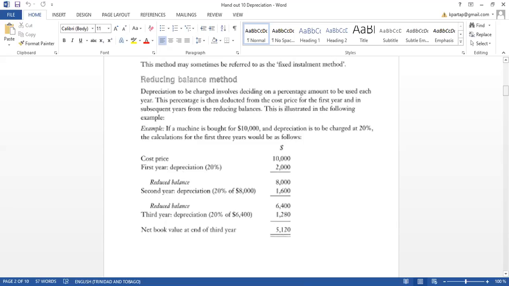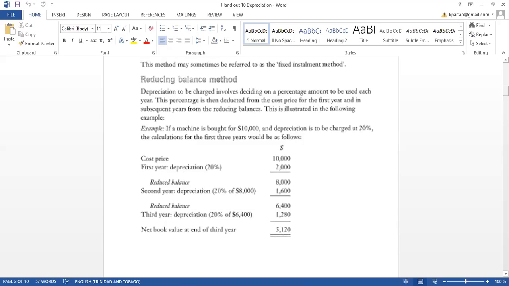Next year now, the third year, we reduce the value again. So we minus the 1,600 from the 8,000, and we get a reduced balance of 6,400. Again, we find the 20% of the 6,400, which is 1,280. So the net book value, meaning the value of the machine after the 3 years, taking into consideration depreciation, will now be 5,120.